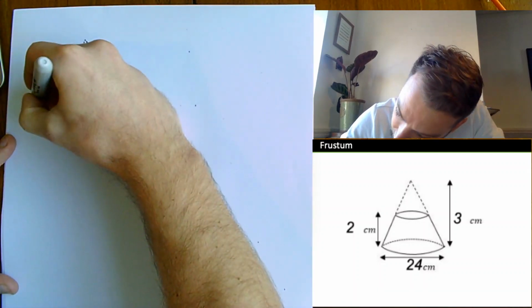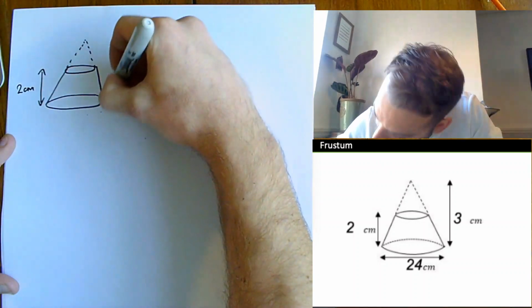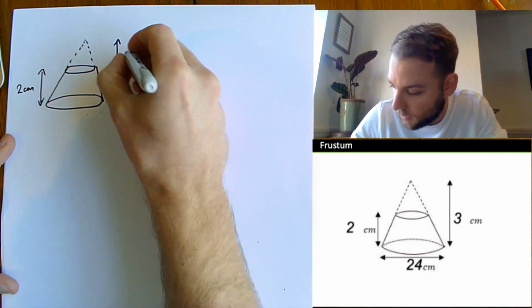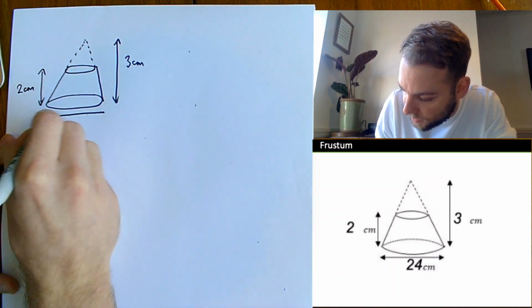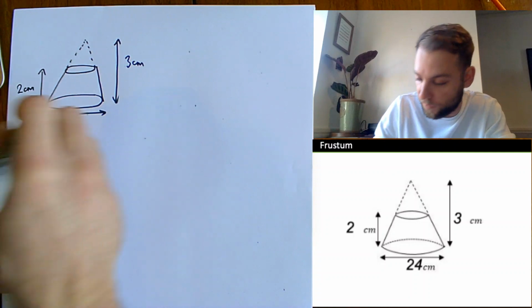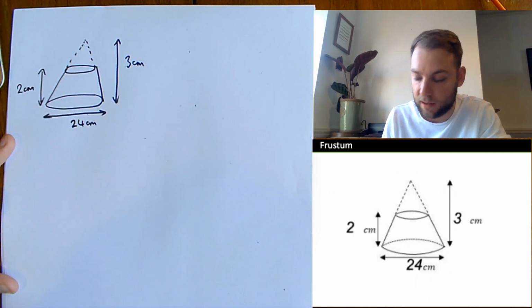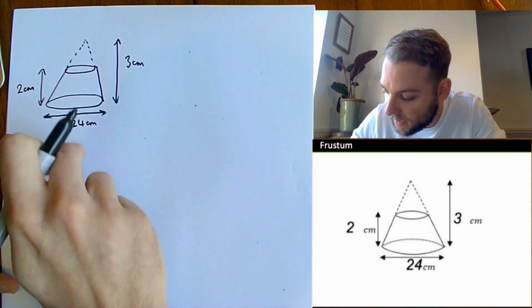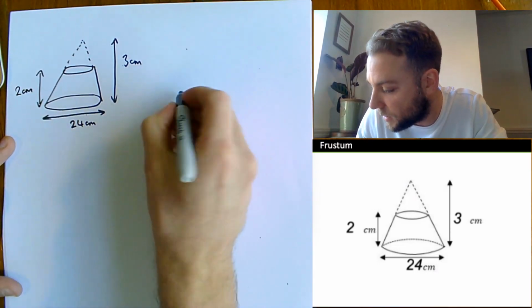We know that this height here is 2 centimetres. We know that this height here is equal to 3 centimetres. We know what the diameter is of this bottom circle. Be careful with that, because actually it's not the diameter we want, it's the radius. And the first thing I need to do is to find out the diameter of this. Now I am going to draw them out again, just because it's a good habit.